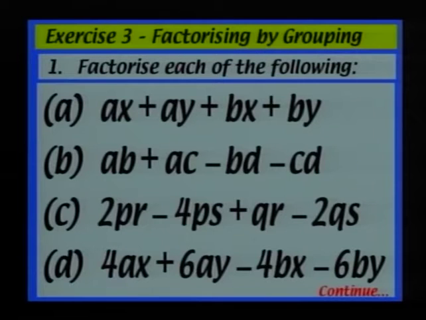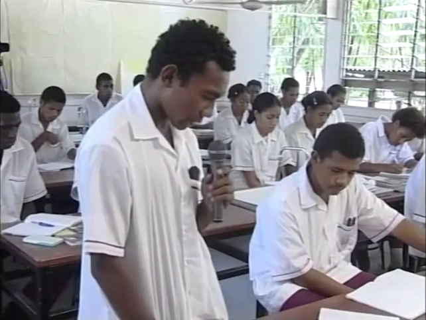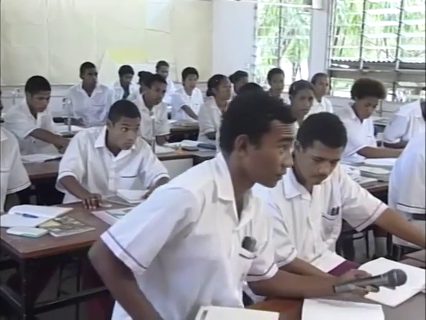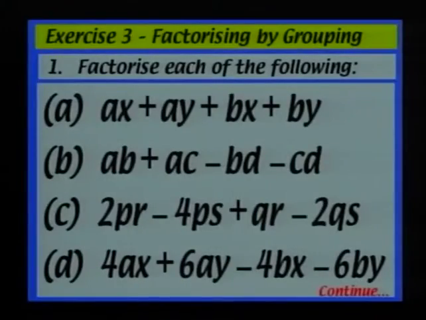Tamaku, your answer for A, please. X plus y, one bracket, times x plus b, the other. X plus Y times A plus B. A plus b.